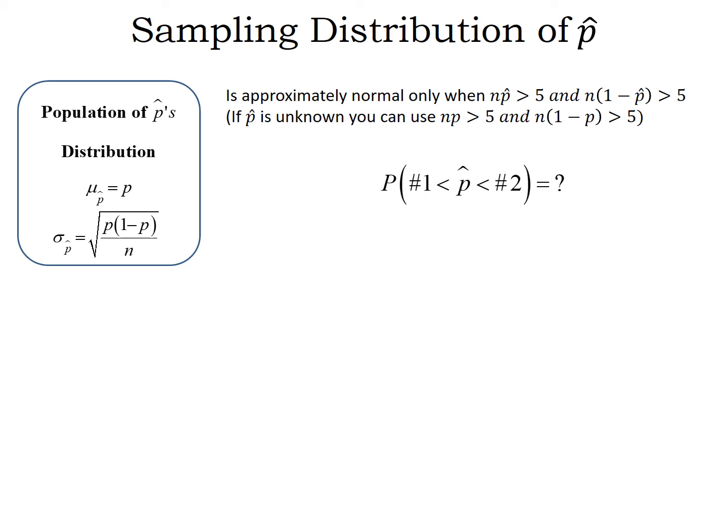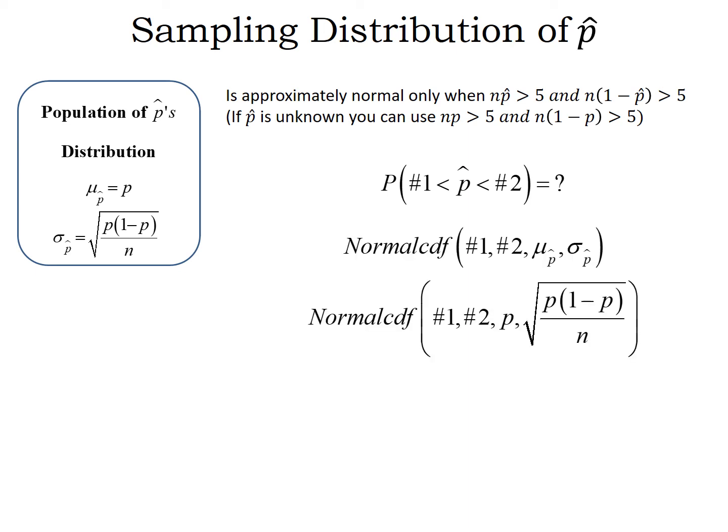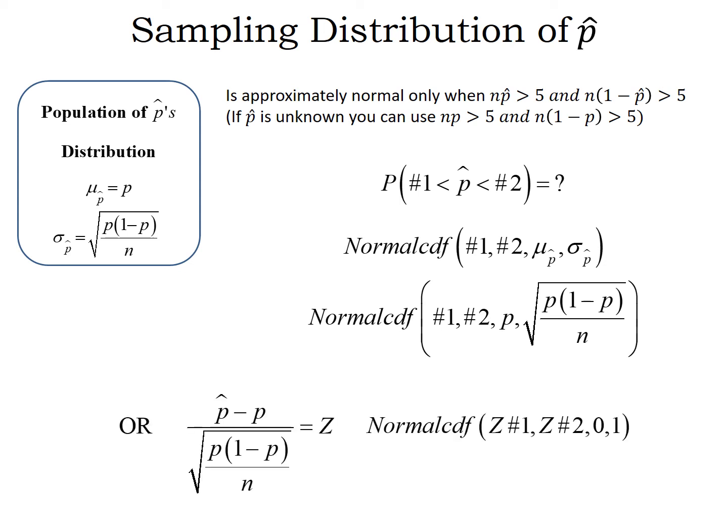Again, p hat's my variable. If we've decided that we met the conditions where p hat is approximately normally distributed, we're just going to do normal CDF between our two limits, put in the appropriate mean and standard deviation for p hat, crank out our normal CDF, and we've got our answer. Let's look at a specific example here. And again, you can also convert p hat to a z-score if you prefer to do the conversions, same way we could with x bar.